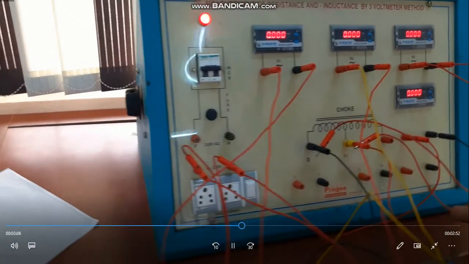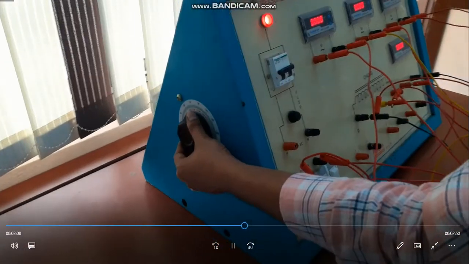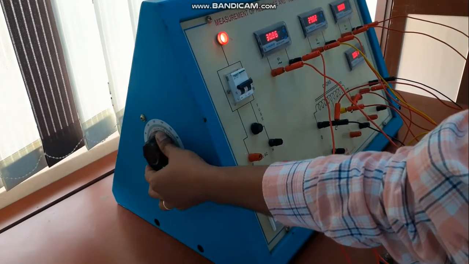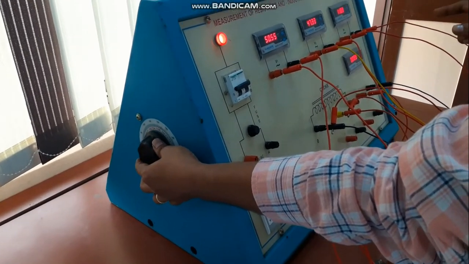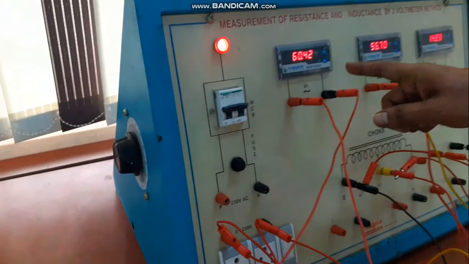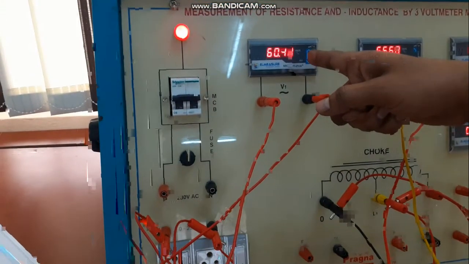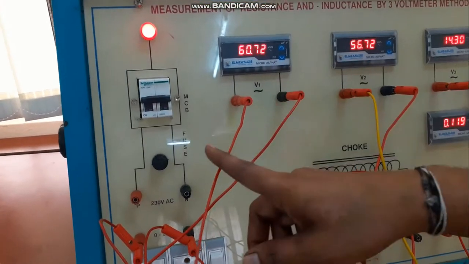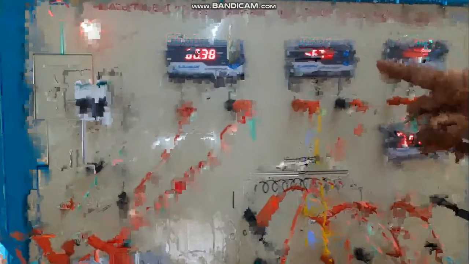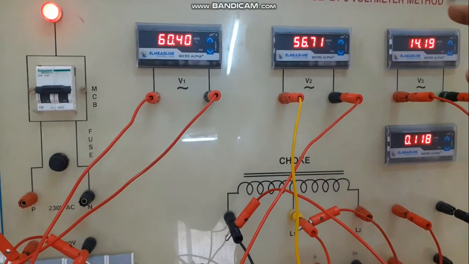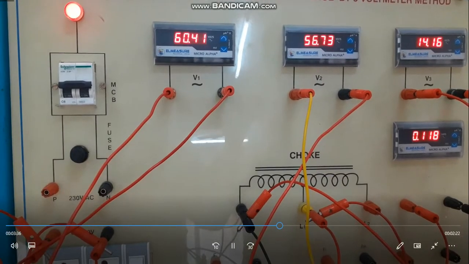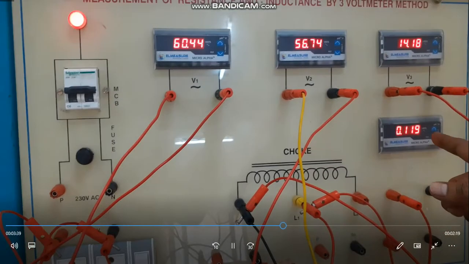Now I am going to apply the voltage with the help of an auto transformer. By varying the variac of the auto transformer, we can notice the voltage and the current. Suppose I tap a supply voltage of 60.4 volts across the phase and neutral terminals. Then the voltage across the resistance is 56.7 volts, the voltage across the choke coil is 14.25 volts, and the current is 0.119 amperes.